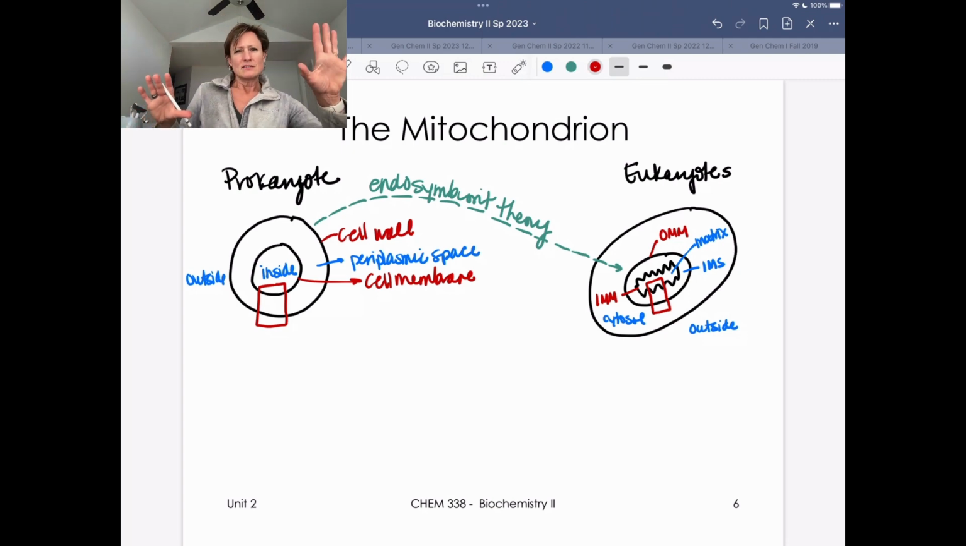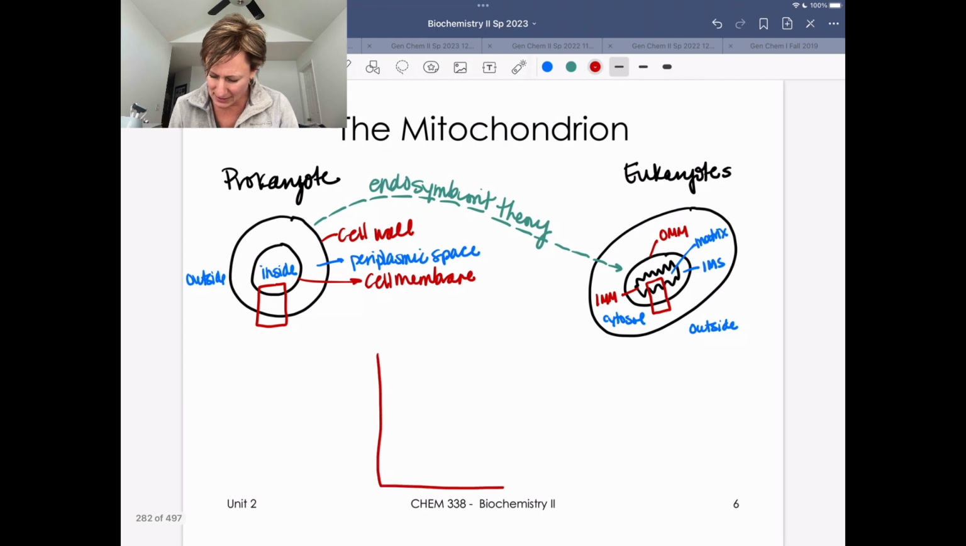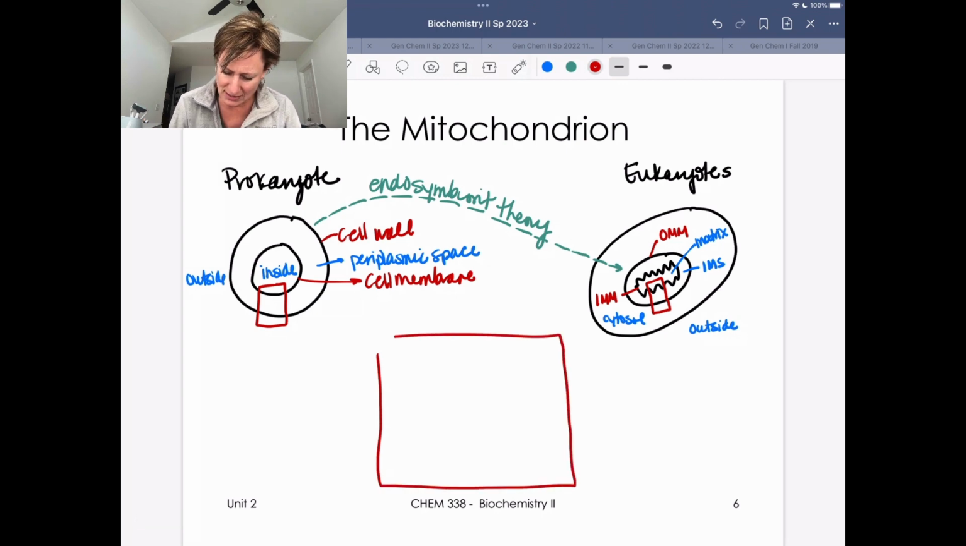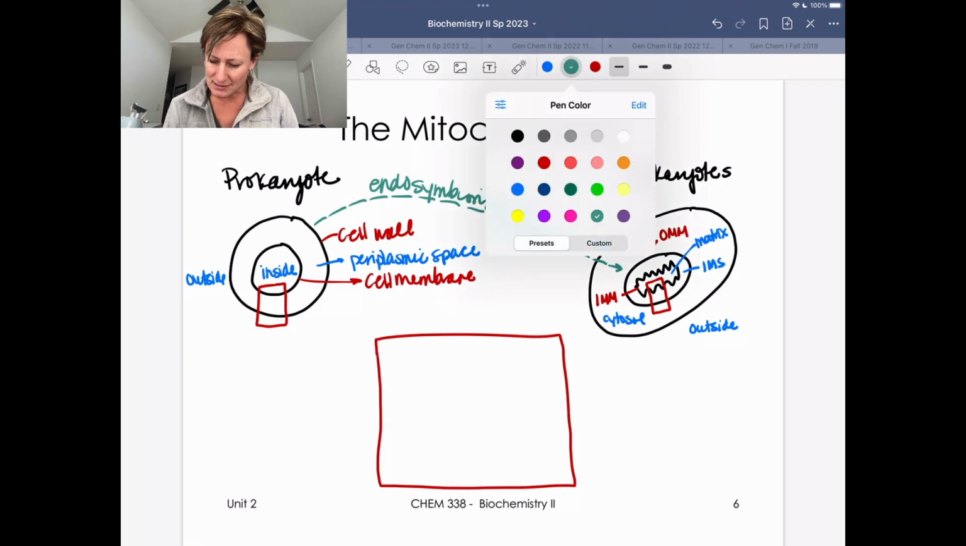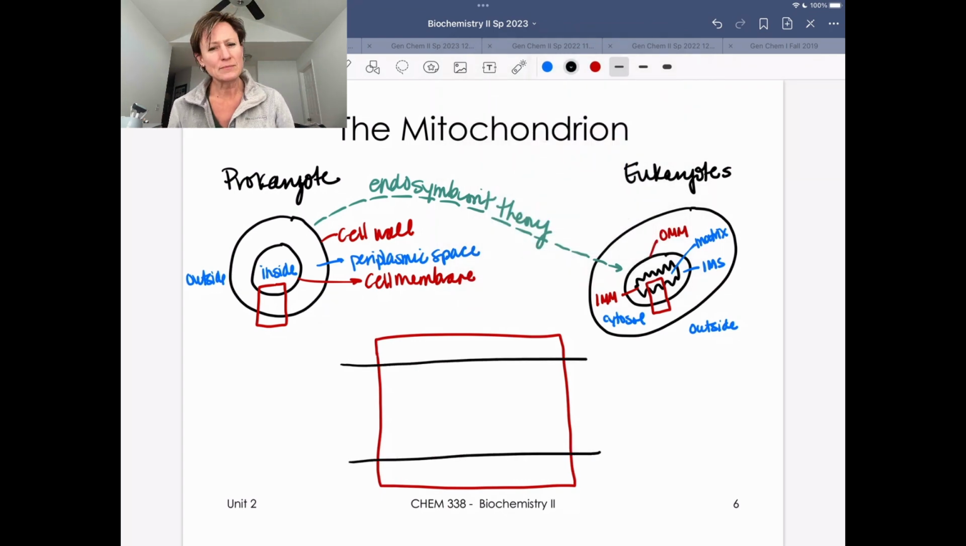So between this ancient prokaryote and a eukaryote that really has an ancient prokaryote inside of it as a mitochondrion, I'm going to redraw this red box here because we're going to draw the parallels that we see between the red boxes between these two different things. So each of these red boxes has two black lines in it. Okay, so here's one black line, here's another black line, okay?